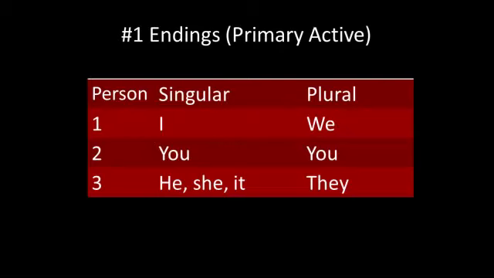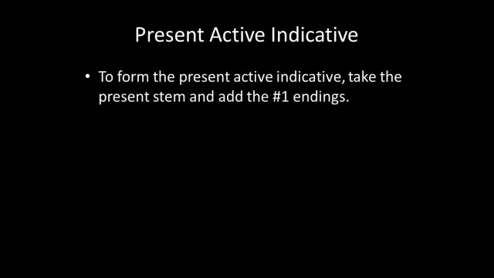So again, these number one endings, when we look at them on a chart, on the singular column, I, you, he, she, or it, we, you, or they on the plural side. Okay, so today's lesson is about verbs that are present, active, indicative. Most of that's not going to make sense right now, and don't really worry about it. It will come to you throughout the semester.